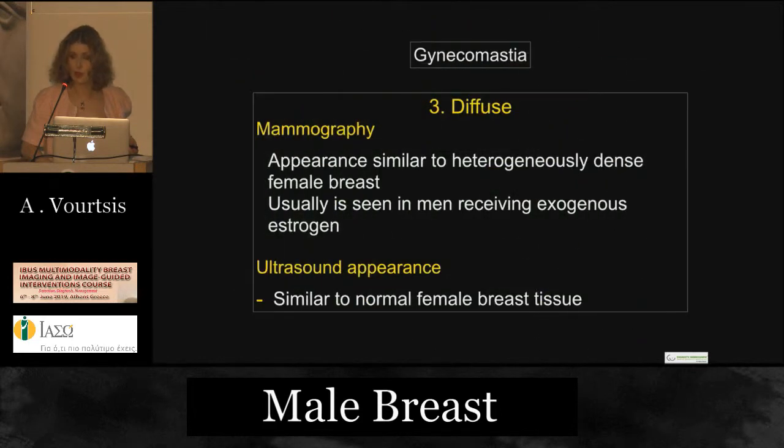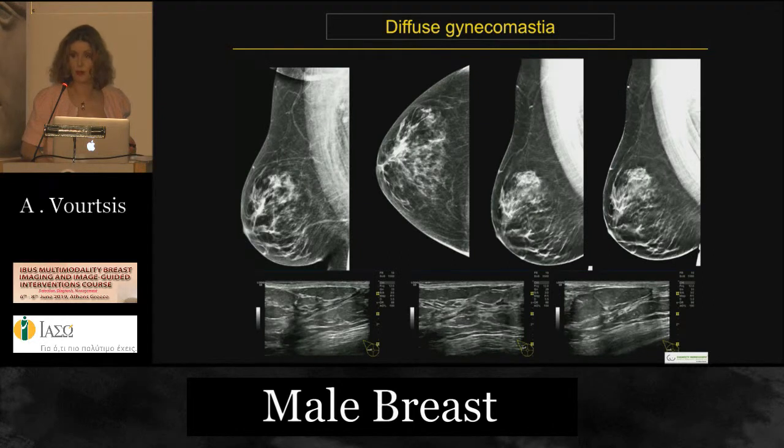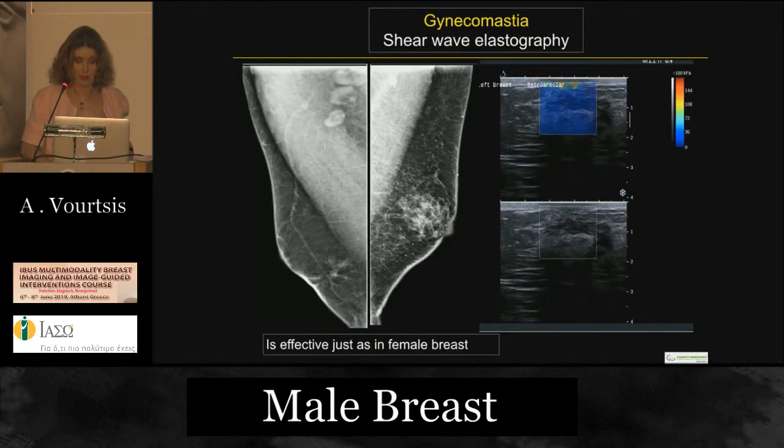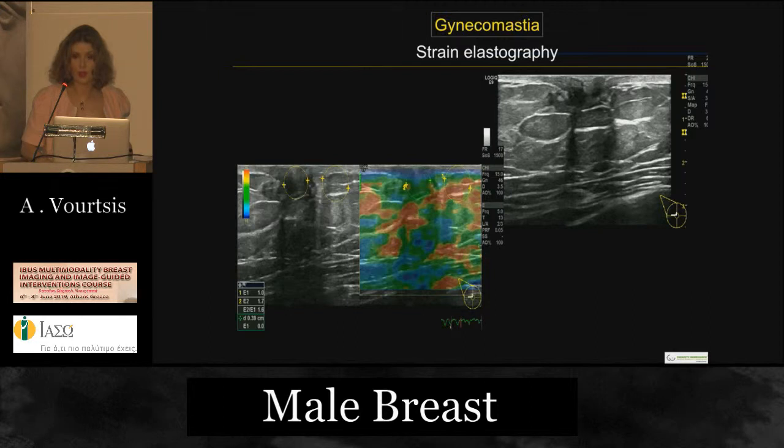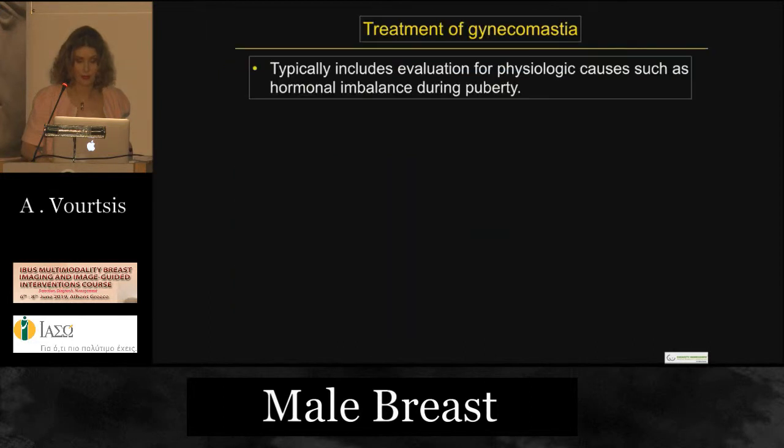The diffuse type has a similar appearance to a heterogeneously dense female breast. So from the point of view of the differential diagnosis, there are no difficulties. You can see here, this is not a female breast, this is a male breast. It has exactly the same appearance on both mammography and breast ultrasound. Shear wave elastography is effective on gynecomastia, as well as strain.